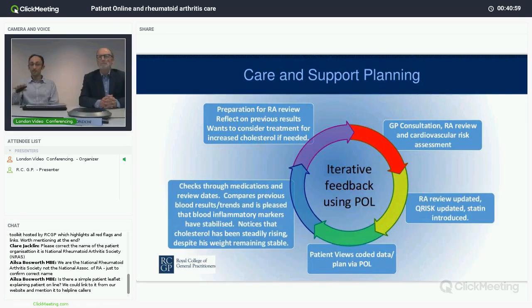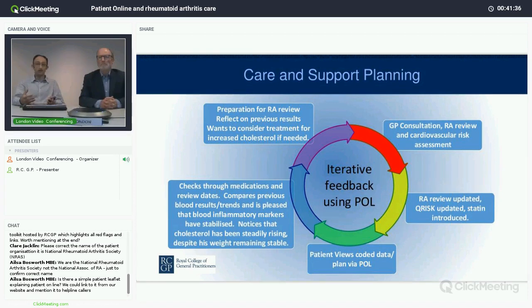He'll move on to the next step. He'll look through all this information. He realizes that his inflammatory markers are all stable now, so that's not an area of focus for him. He notices his cholesterol has been steadily rising over that period, although his BMI and his weight have remained stable. So he's a little bit concerned by this, and this is something he needs to reflect on. This is something that he wants to bring up at his annual review, to see if he needs to consider treatment for this, and discuss it with his GP.